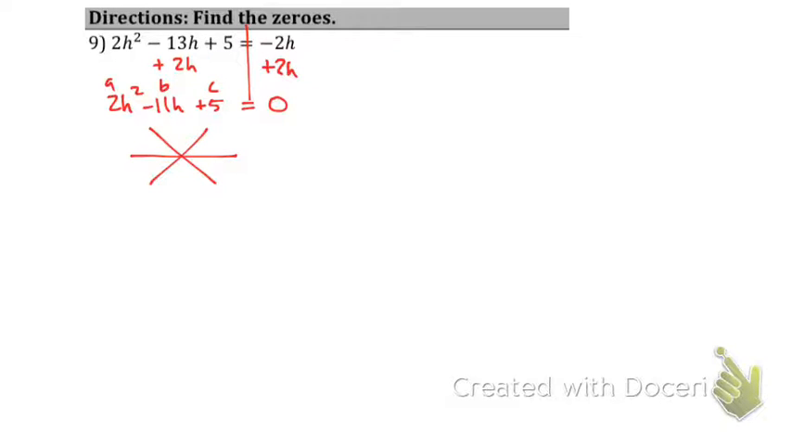A times C is 10. B is negative 11. The A value goes here, 2 and 2, and then we split the variable h squared, which is just h and h. Okay, what multiplies to 10 and adds up to negative 11? So that's pretty simple. It's going to be negative 10 and negative 1.